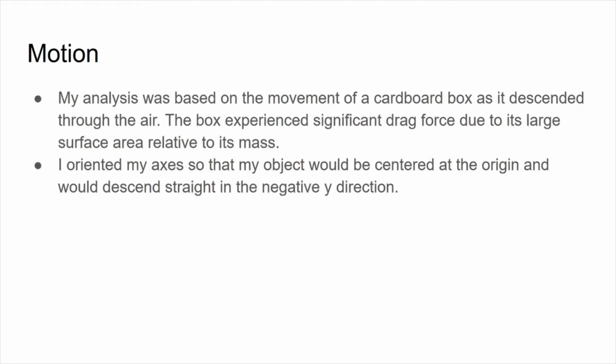So my analysis was based on a cardboard box. I picked the box because we needed an object that would fall more slowly than a rock dropped from the same height in the same environment. And the box experiences significant drag force due to its large surface area relative to its mass. And I oriented my axes so that my object would be centered at the origin and would descend straight down in the negative y direction.